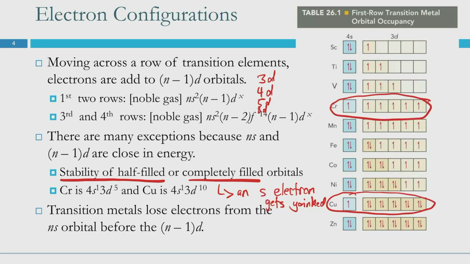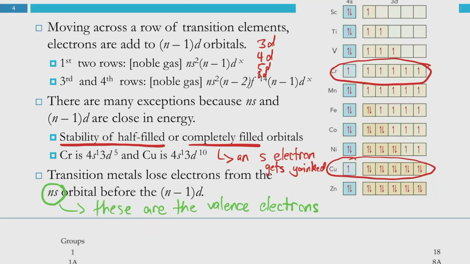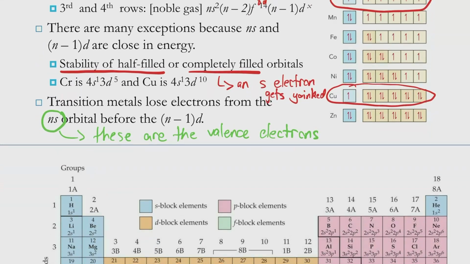Another note about our transition metals is that they lose electrons from the ns orbital before the n-1 d orbital. That's because the s subshell is where our valence electrons are for these configurations. Because they're higher n number. This should be at least partly review.